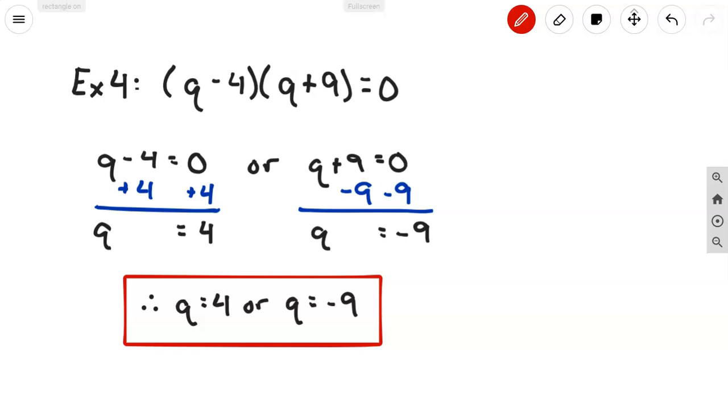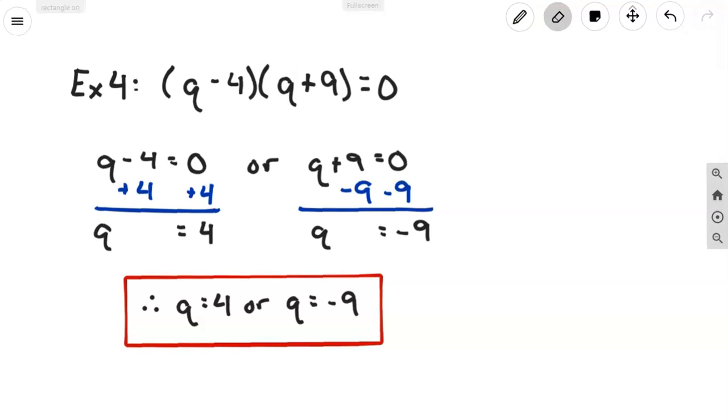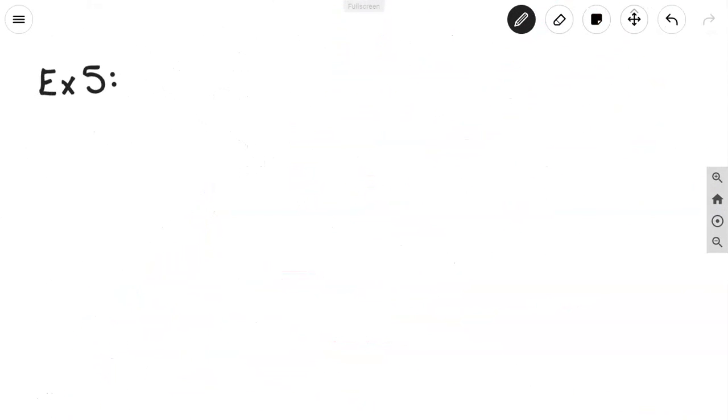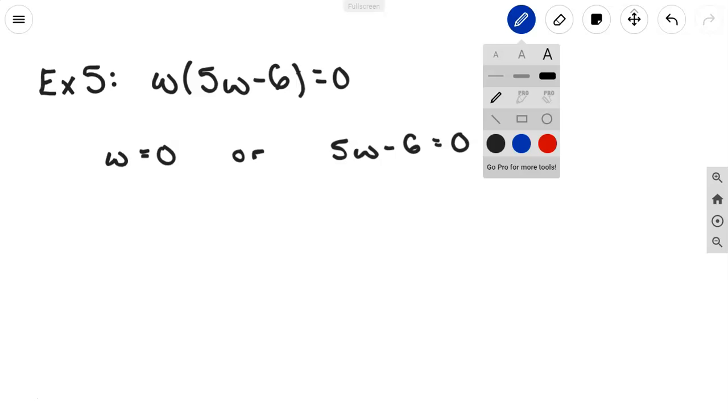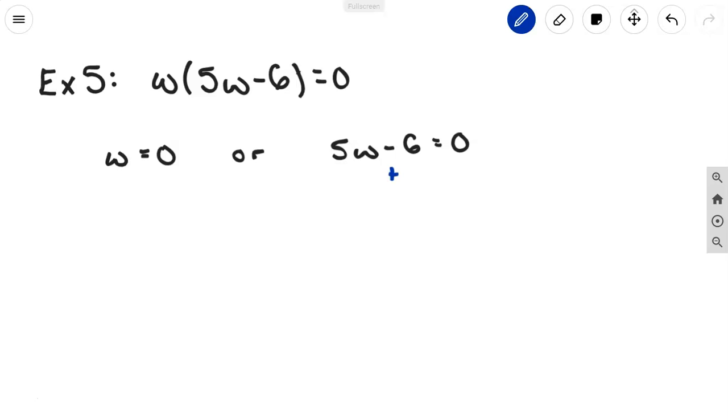Let's go ahead and do a few more examples. I'm going to try to make them a little gradually more difficult. Let's see example number 5. So I have w times 5w minus 6. Again, I have two separate equations. W equals 0 and 5w minus 6 equals 0. Separate them. In this case, I don't have to solve for w on the first one because it's already done.